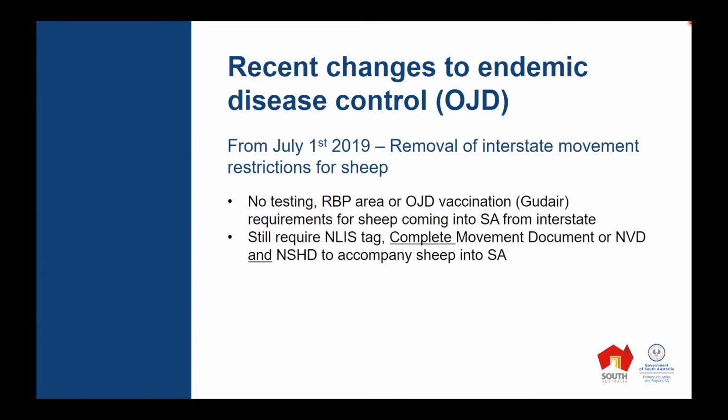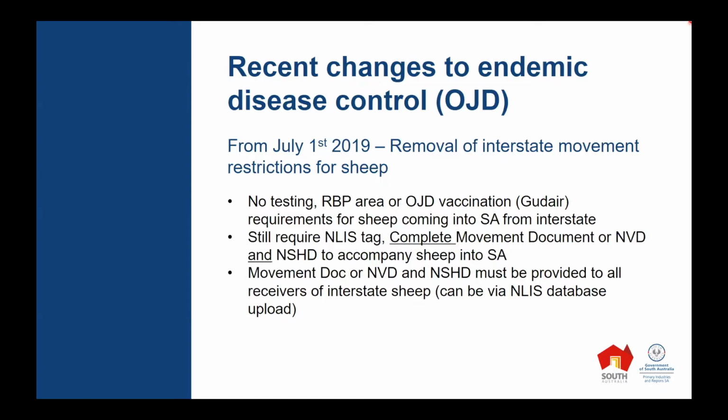The things they still require, and these are the things we possibly need to pay more attention to now, are the NLIS tag, as all sheep that move need, a completed movement document, which is an NVD or something that has the same information as an NVD, and a completed National Sheep Health Declaration, which must accompany the sheep into South Australia. So whilst they can come in regardless of status, they need to declare what they have, particularly on the Sheep Health Declaration, so that as purchasers, you know what you're getting.